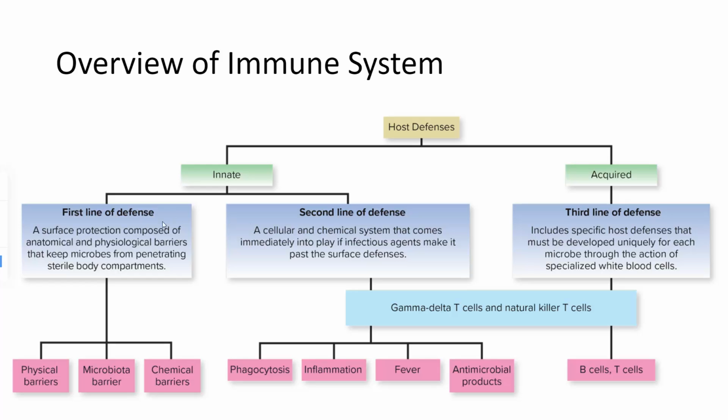The first line of defense would include all of the nonspecific surface protection that we have that will prevent microorganisms from getting into the body. This includes physical barriers, microbiota barrier, and chemical barriers. Physical barriers is talking about physical, like skin cells that are in the way of microorganisms from getting in. Microbiota barrier is talking about the normal flora or microbiota that lives on the surface of our body and that protects us from getting certain types of infections.